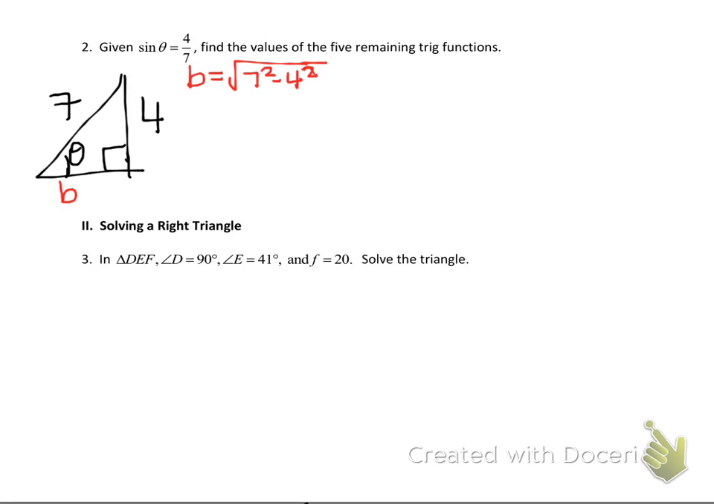Now we're subtracting here because we're solving for b and not the hypotenuse, and the one before we added because we were finding c. So if you can't skip ahead like this and you have to do a squared plus b squared equals c squared at the very beginning, then go ahead and do that so you don't get confused. So b is going to equal the square root of 33.